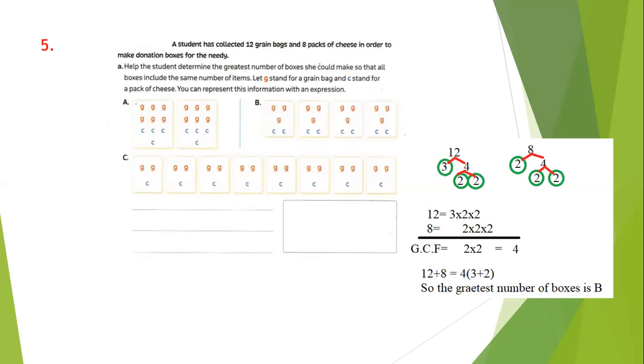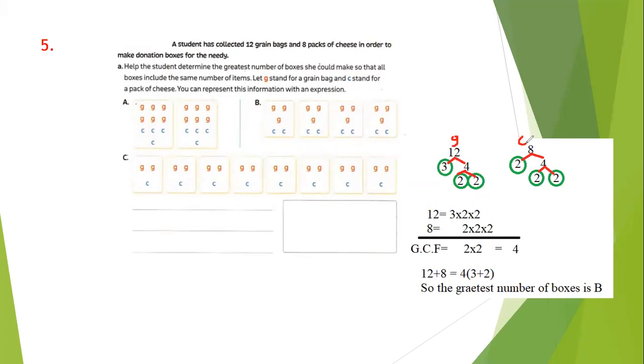First, I have 12 from G and I have 8 from C. In each case, I have 12 G and 8 C. In this case also, if you count the number of G, it will be 12 and 8 C, and in C also, 12 G and 8 C.